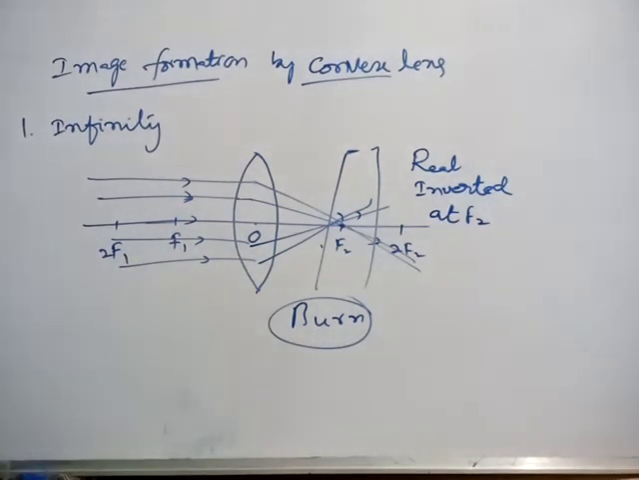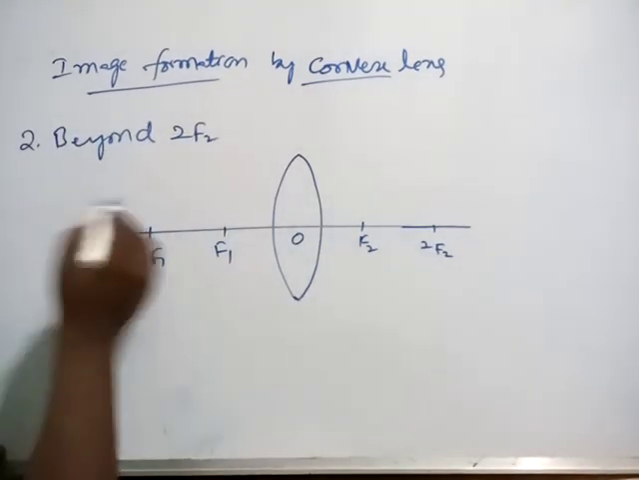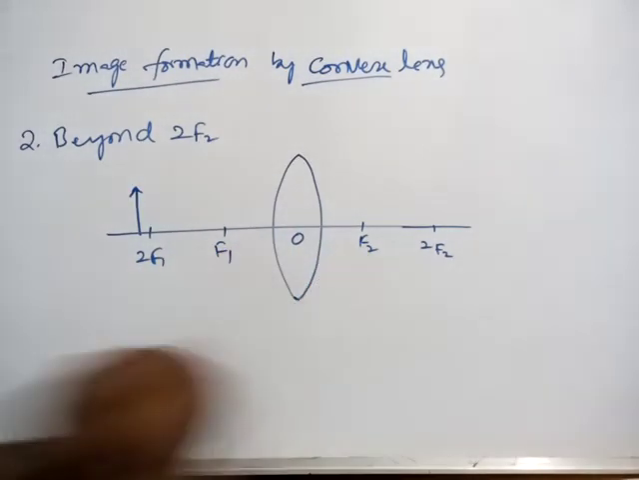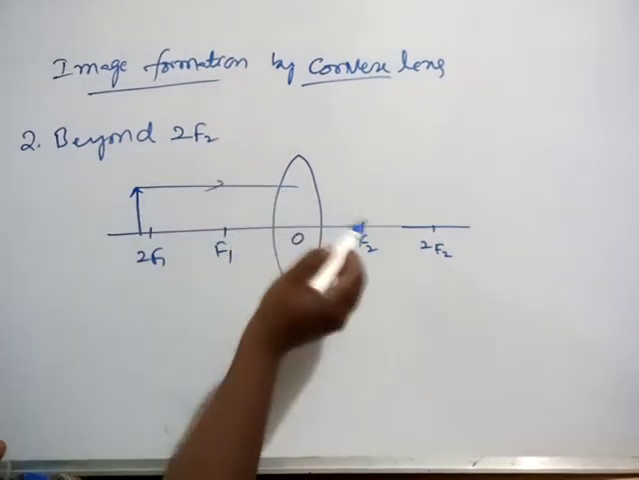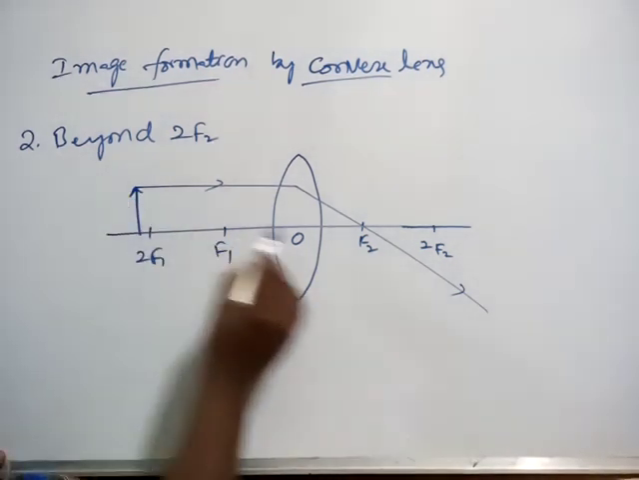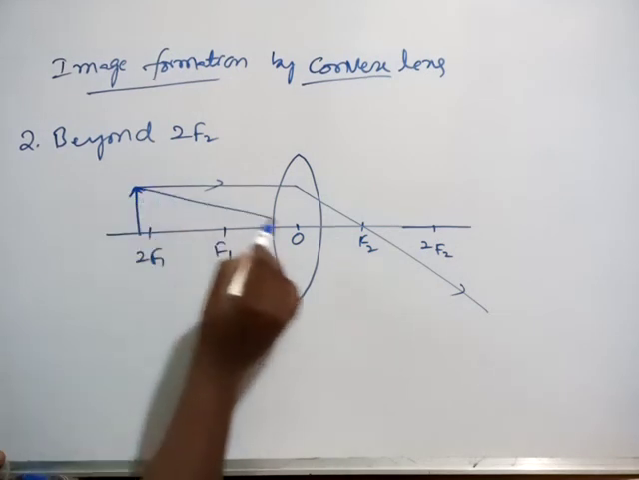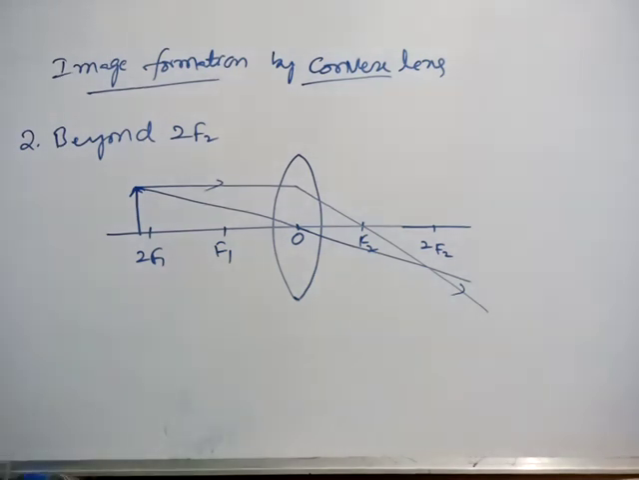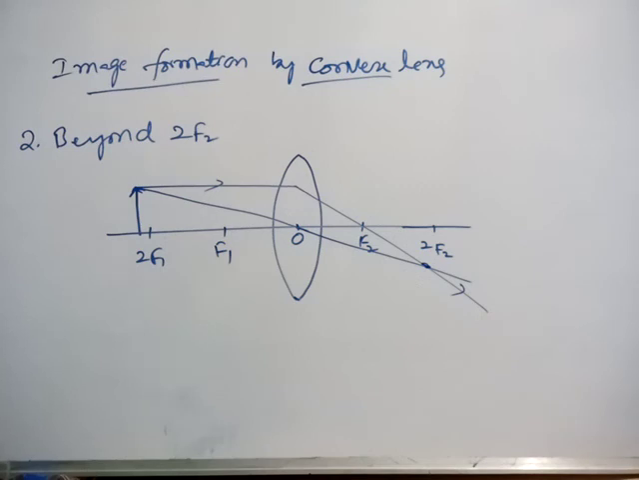Okay, next, second case, the object is beyond 2F2. Beyond 2F2 means here. From this case onwards, two rays are enough, no? The parallel ray definitely passes through the focus. And the second one goes through the optic center. If you draw in your notebook using a scale and pencil, you will get correct diagrams only. See, this is the intersection point.